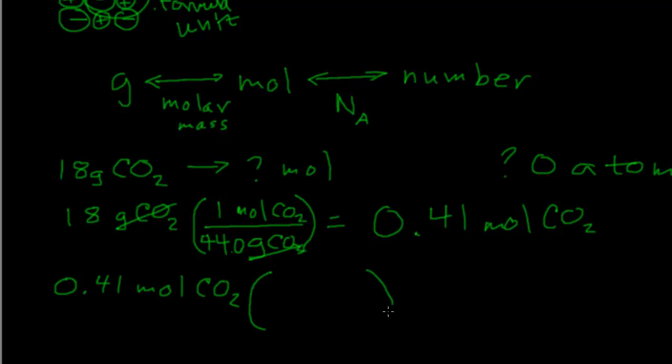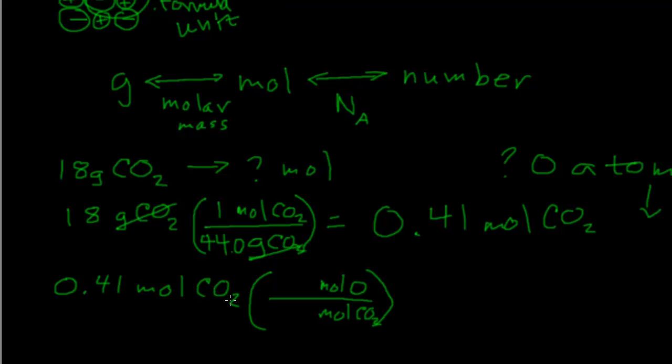Well, we want to get rid of this moles of CO2 because we're trying to figure out the number of oxygen atoms. So as a step along the way, we're going to go from moles of CO2 to moles of atoms. We want to get moles of oxygen atoms right here. We want to get rid of that moles of CO2 unit, so I put that in the denominator so it will cancel out. From the formula, what do we know?